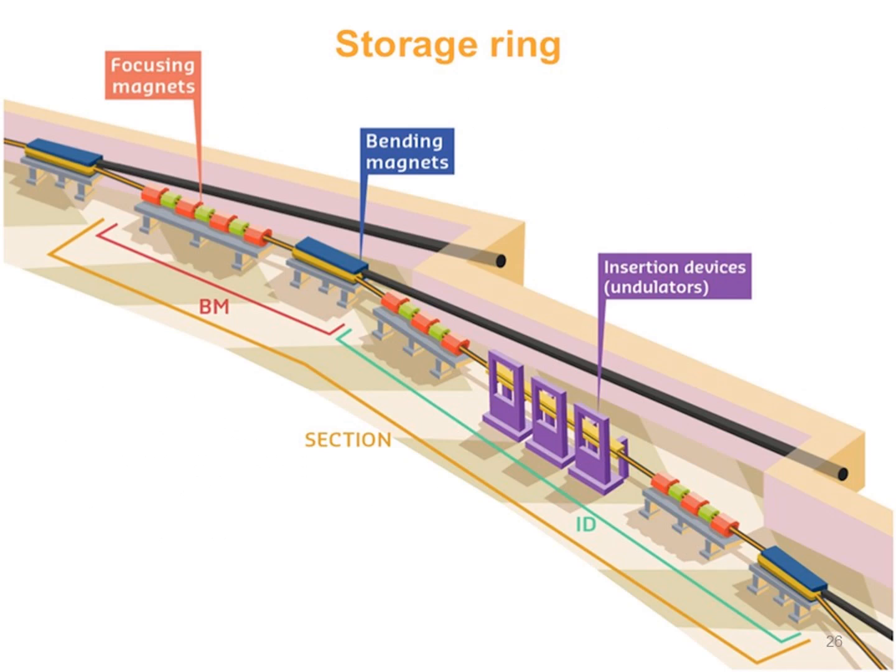These are the different components of the storage ring. First of all, focusing magnets, then bending magnets, and lastly insertion devices, undulators.